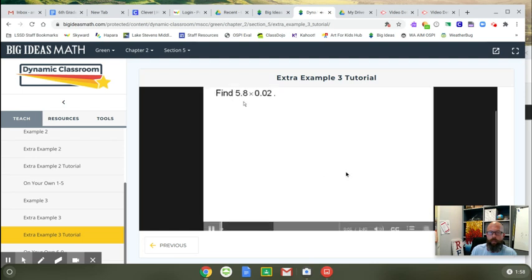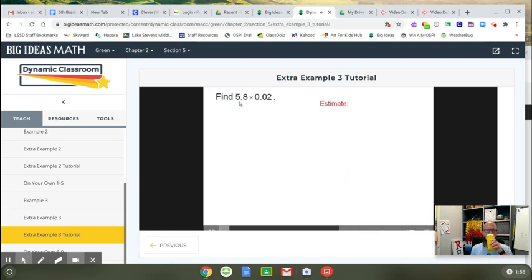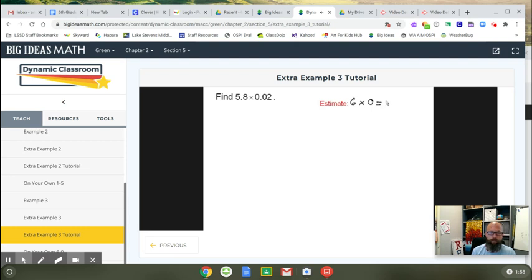Find 5 8/10 times 2 hundredths. First, let's estimate the product. 5 8/10 can be rounded to 6, and 2 hundredths is 0. This is a different number. 6 times 0 is 0.